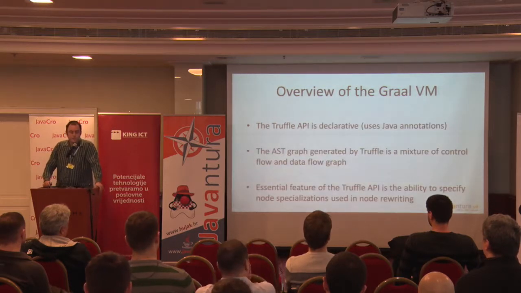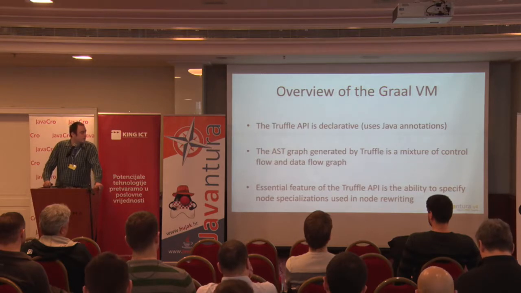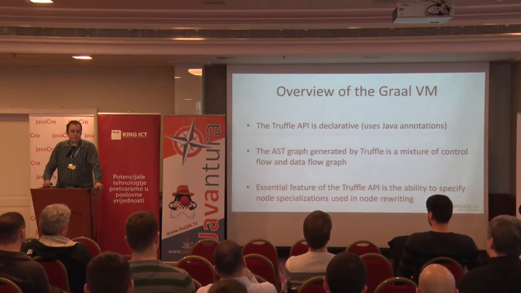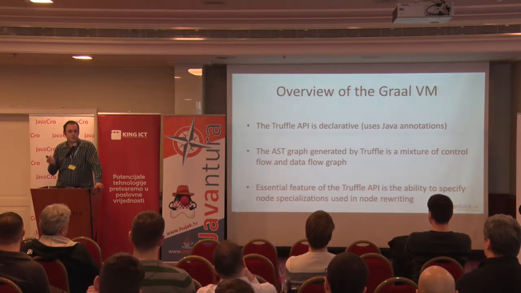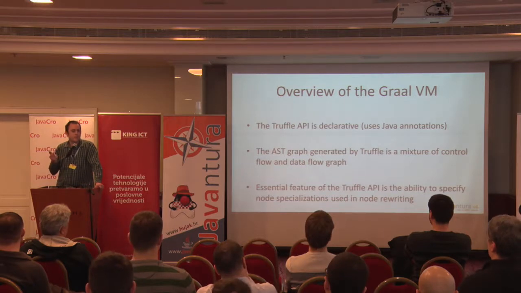The Truffle API uses Java annotations. We'll look a bit more into details of how a Truffle representation looks like. And an AST generated by Truffle is not only a control flow graph that represents the control structure of your programming language, but it's also a data flow graph that reasons about the different types of data that flow through that graph. For example, you can have a method that accepts an integer. This is one type of node in the graph, and you can have the same method that accepts string. So these are two different types of nodes, and the AST is basically aware of the data that flows through that AST.